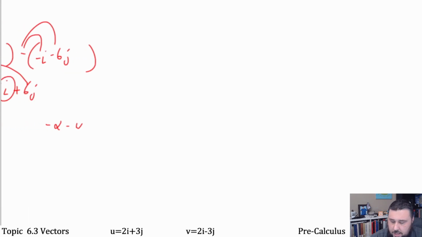And for our last one, this one's different. This is the one that's at the bottom of your screen. u is equal to 2i plus 3j, and v is equal to 2i minus 3j.